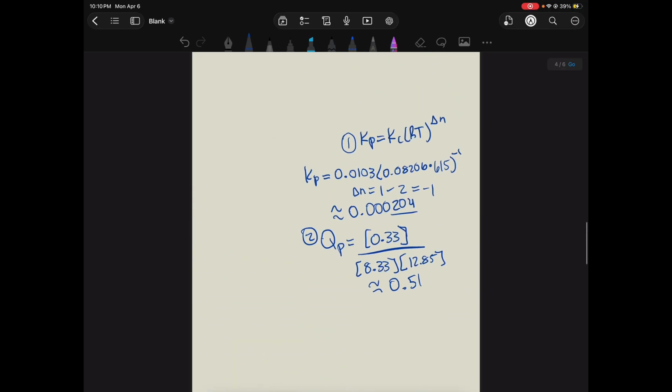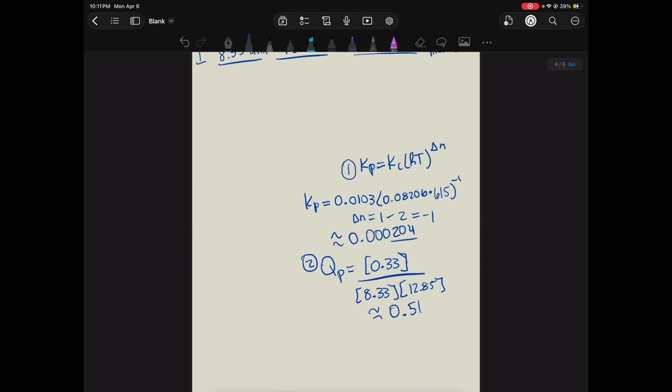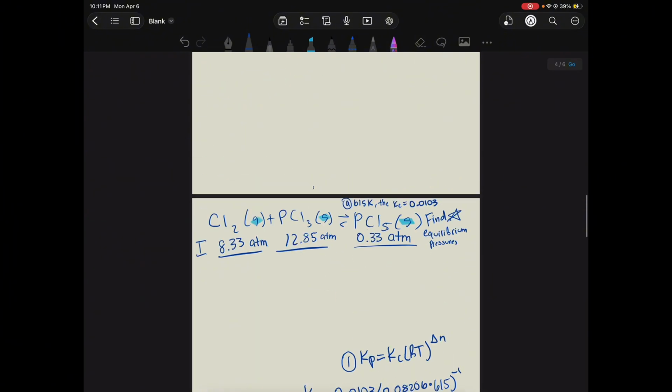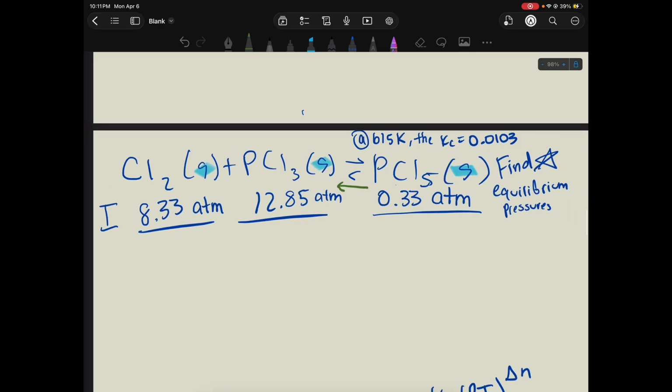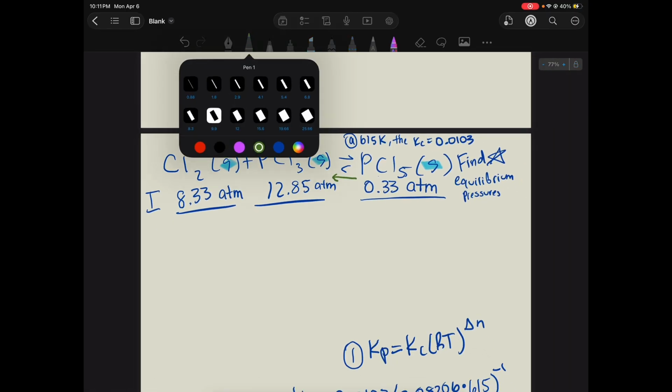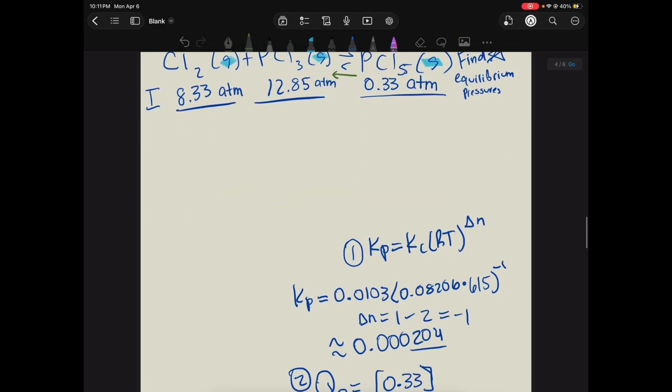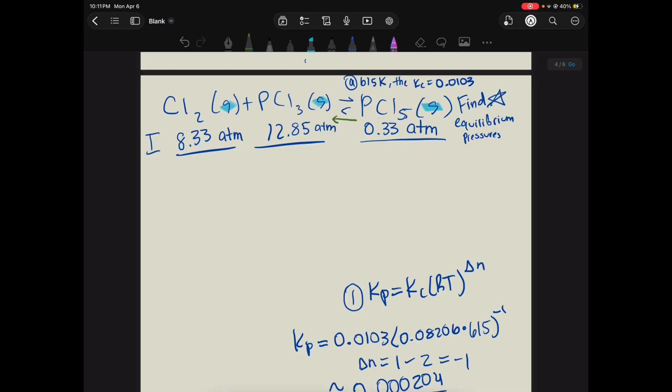This value of 0.51 is significantly greater than our Kp value of 0.000204, which means that since Q is greater than K, the reaction goes from the product side to the reactant side. So now we know that the direction of this reaction would be towards the left. And we got this again by simply finding what Q is and comparing that value to our Kp value. Again, we got a value in Qp, so we need to compare this to a Kp. We don't compare it to the Kc because that's a concentration value, which is significantly different than a pressure value.